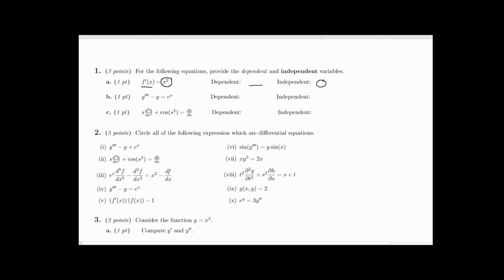For part B, the dependent variable would be y, and the independent variable would be x. This could be easily seen if it is rewritten like this. When it's rewritten like this, we can easily see that dy will always change based on whatever is plugged into x, since we are differentiating with respect to x.